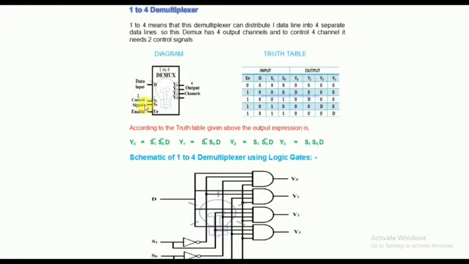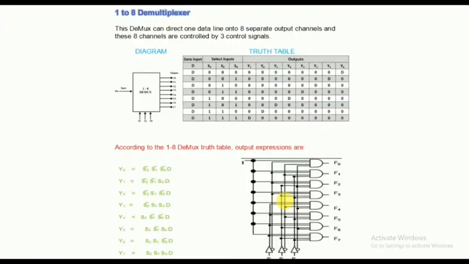In the 1x4 demultiplexer, it can distribute one data input into 4 separate data lines. In the truth table, we have two inputs, S1 and S0, and also the enable pin. We can also show the logic diagram of the 1x2 demultiplexer using logic gates. In the logic diagram, we have 4 AND gates and 2 NOT gates.